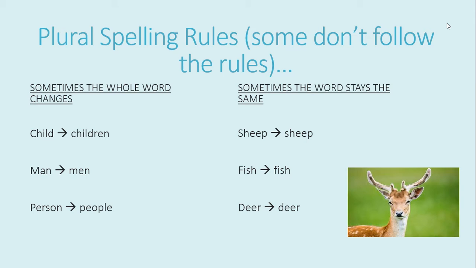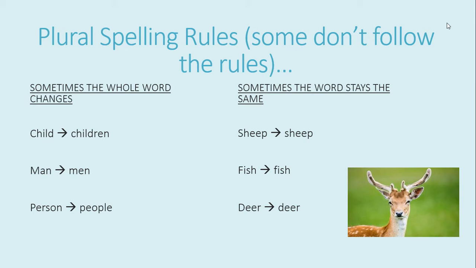Sometimes there are simply some odd ones that just do not follow the rules. So for example, the whole word might change. Child becomes children, man becomes men, person becomes people.